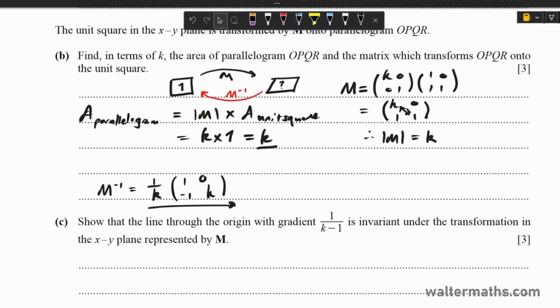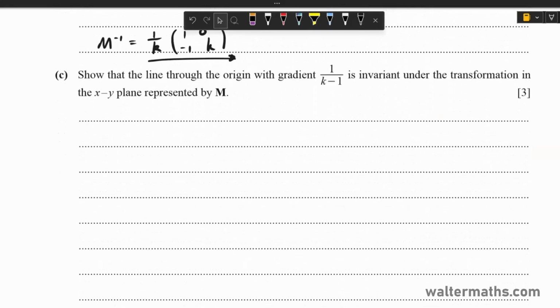So that's how we do it. Let's go on to part C. On part C, they say, show that the line through the origin with gradient 1 over k minus 1 is invariant under the transformation in the xy plane represented by M. So in this case, we are talking about a line through the origin with gradient 1 over k minus 1, which should be the line y is equal to 1 over k minus 1 of x. They want us to show that all the points on this line are invariant under the transformation.